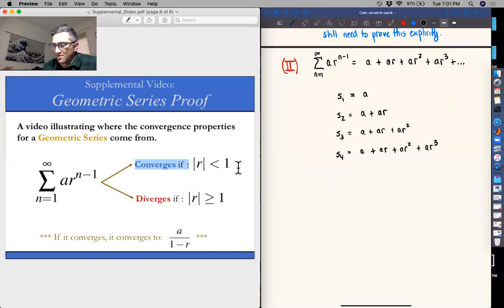But we might be picking up on a pattern now. For example, in this fourth case, the highest power of r in that fourth partial sum actually turns out to be 3, or one less than that partial sum value. So if we kept doing this, the nth partial sum would be equal to a plus ar plus ar squared, and so on and so forth. But the last term we would eventually have in that sum for the nth partial sum would be plus ar to the n minus first. So where are we going with this? Well, this is what we call the nth partial sum. It's the sum of the first n terms of the series.